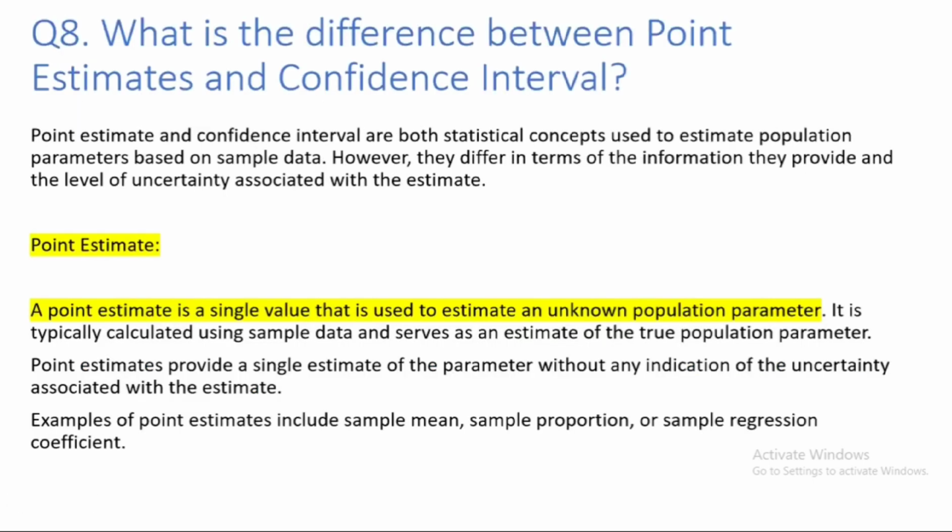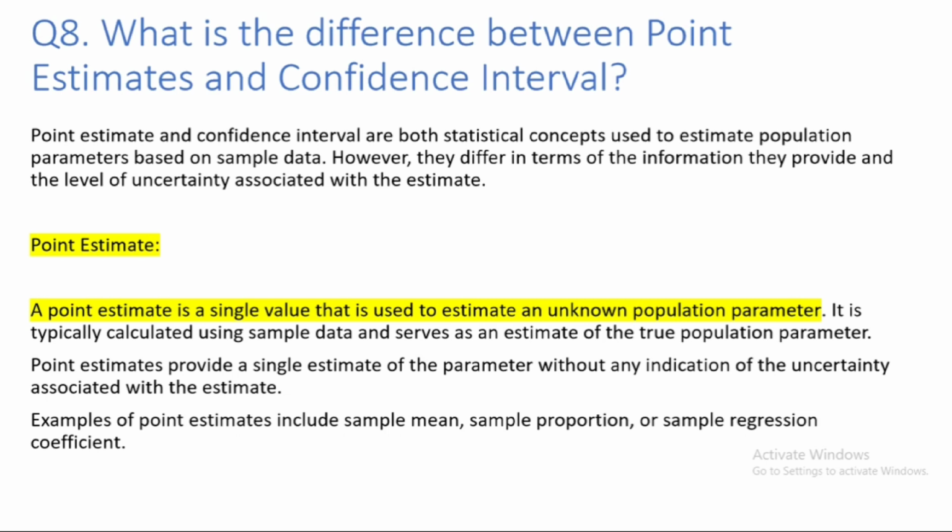Question number 8. What is the difference between point estimates and confidence interval? Point estimate and confidence interval are both statistical concepts used to estimate population parameters based on sample data. However, they differ in terms of the information they provide and the level of uncertainty associated with the estimate.